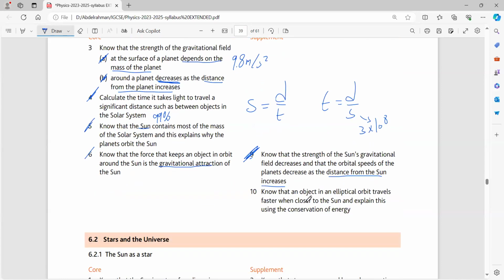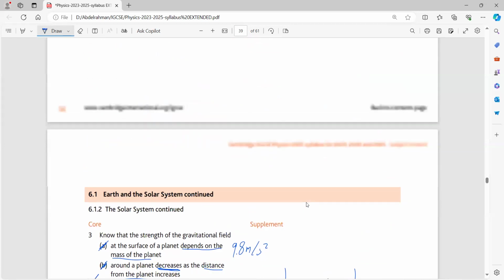Know that an object is in an elliptical orbit. Elliptical orbits, they travel faster when they are closer to the sun. And this is due to the conservation of energy.